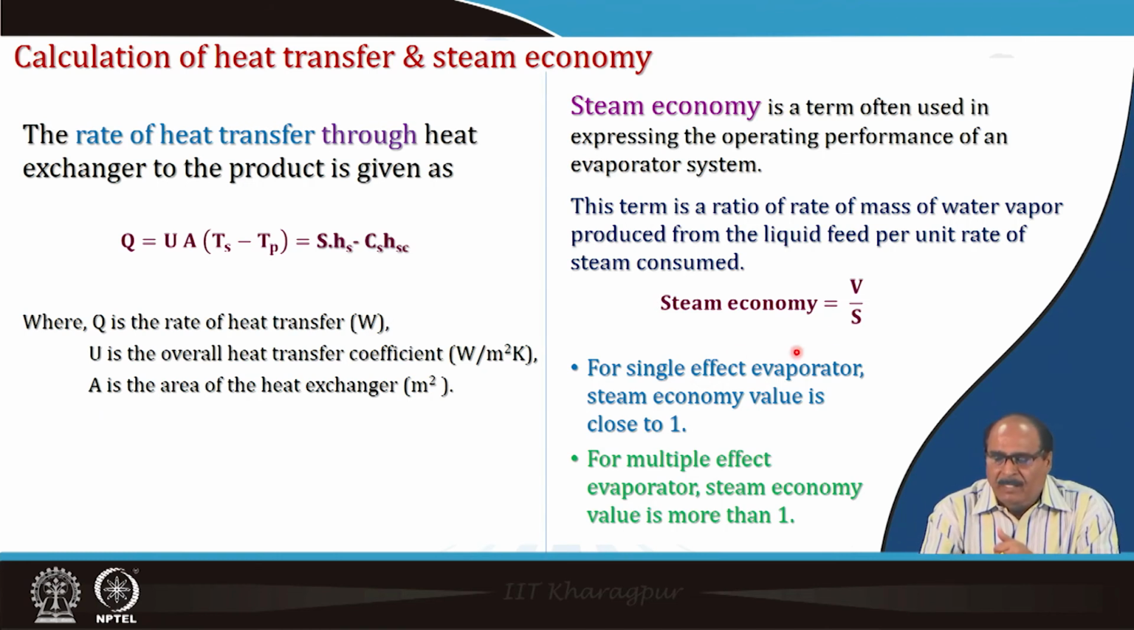The steam economy is given by B by S. That is the ratio of the rate of mass of water vapor produced from the liquid feed per unit rate of steam consumed. That is, how much water vapor has been obtained per unit steam consumed gives the steam economy. So, for single effect evaporators, the steam economy value is generally close to 1. For a multiple effect evaporator, the steam economy value is more than 1.